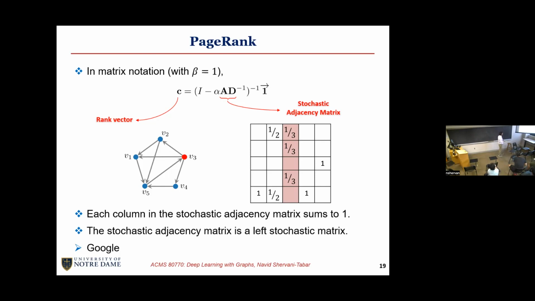And this measure now, the c, is called a rank vector, which basically ranks web pages by their importance. This method is called PageRank, and is basically the base method that Google uses for their web page ranking. The name comes from Larry Page, who worked on this during his PhD.